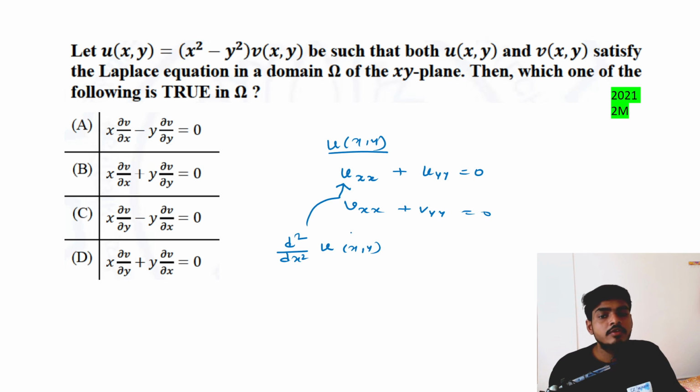Okay. Similarly for v it will be like that. We are differentiating u two times with respect to x, that is uxx. We are differentiating u with respect to y two times, that is uyy. And this combined notation, nabla square u, would be 0. If u follows the Laplace equation, then nabla square u would be 0. And if v follows the Laplace equation, then nabla square v would be 0.